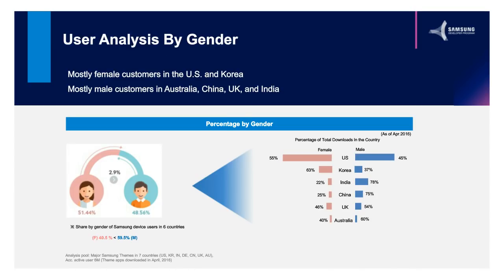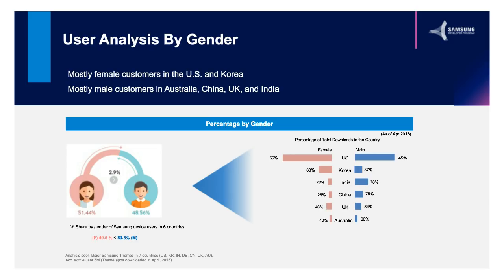In terms of gender, we have seen that globally there are 2.9% more female audience than male. There are mostly female consumers in US and Korea, and mostly male consumers in Australia, China, UK, and India. The overall device share is around 40.5% female audience, whereas 59.5% are male audience. So even though there are more male audience for the theme compatible device, still we have 2.9% more female audience that is consuming the theme content.